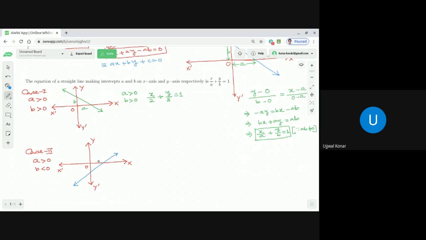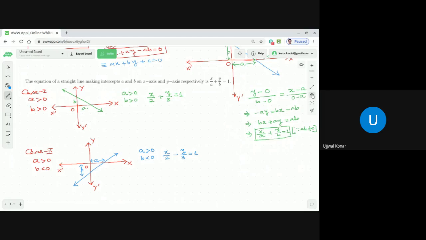You see, the x-intercept a is greater than 0, but the y-intercept b is less than 0. Why is it less than 0? Because it is below the x-axis, on the negative side of the y-axis. So a is greater than 0 but b is less than 0. What will be a sample equation of such a straight line? x by 2 minus y by 3 is equal to 1. You see the y-intercept is negative. Minus y by 3 means plus y by minus 3, correct? So this is the second case.